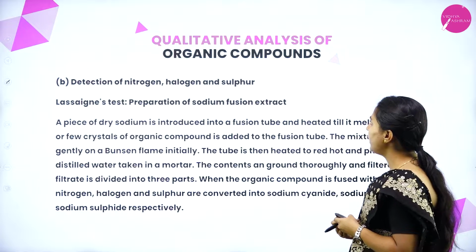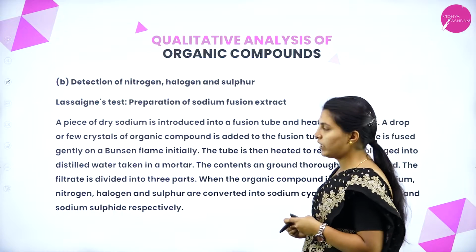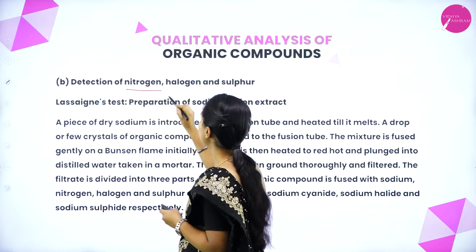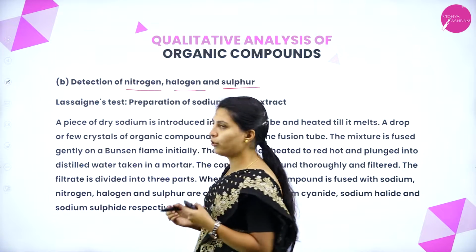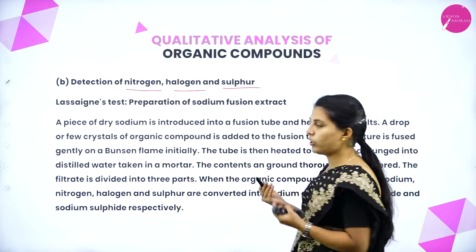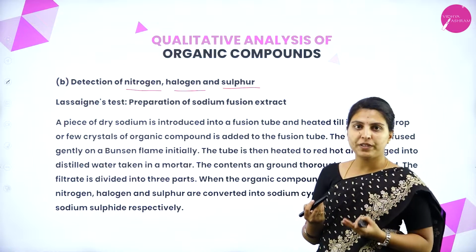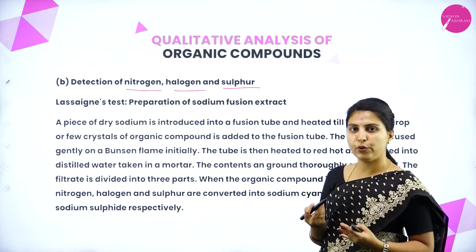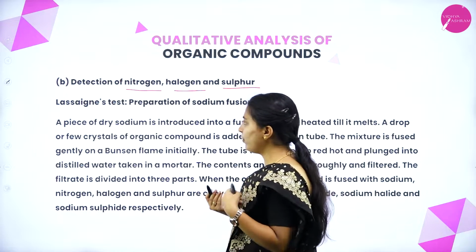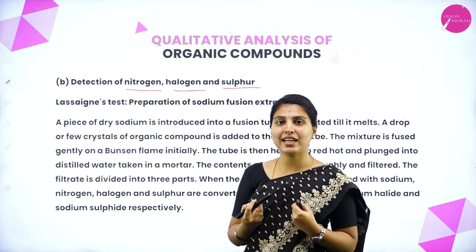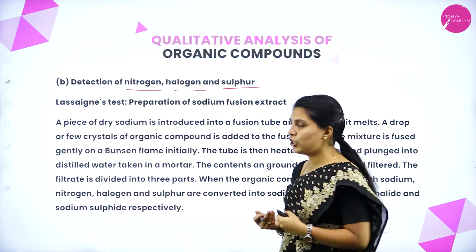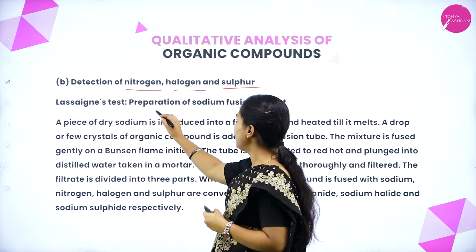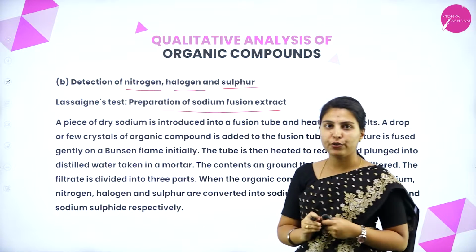Next is qualitative analysis of organic compound. Same thing, in that the detection of nitrogen, halogen and sulfur. You know about nitrogen and sulfur. What is halogen? That is group 17, it may be chlorine, iodine, bromine or fluorine, right? Before that detection, you have to do the Lassaigne test, that is nothing but sodium fusion extract. What is that Lassaigne test? It is a preparation of sodium fusion extract.